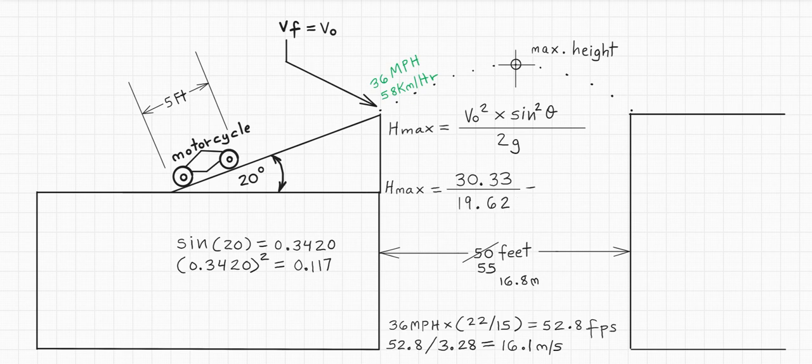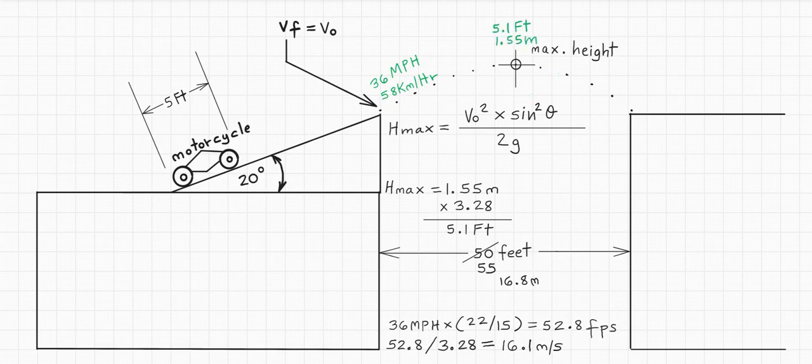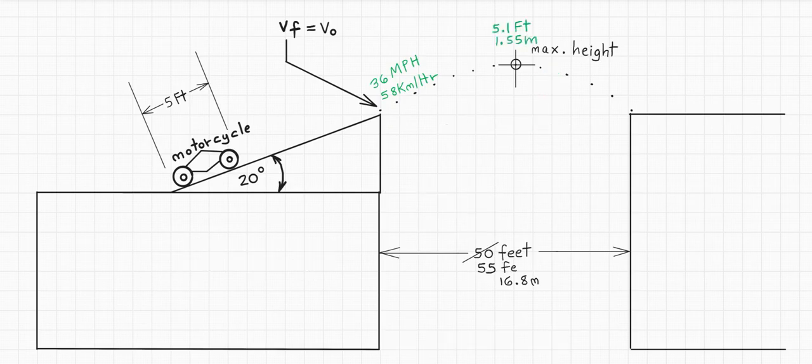So this just becomes the ratio as such, and then we have a 1.55 meter maximum height. So multiply times 3.28, that's 5.1 foot height, or 1.55 meters. So that's how high the motorcycle will rise as it's jumping over the cliff.